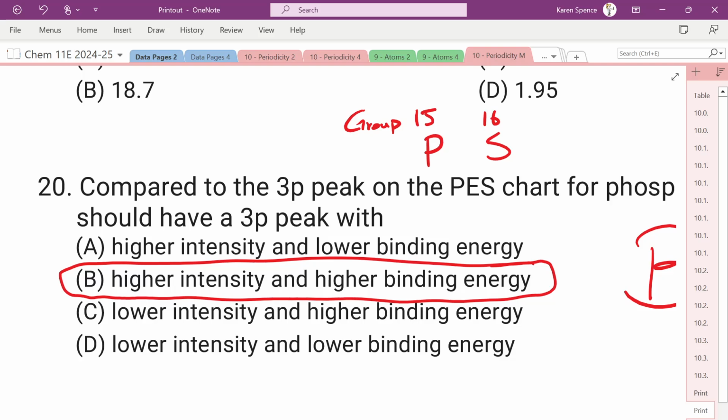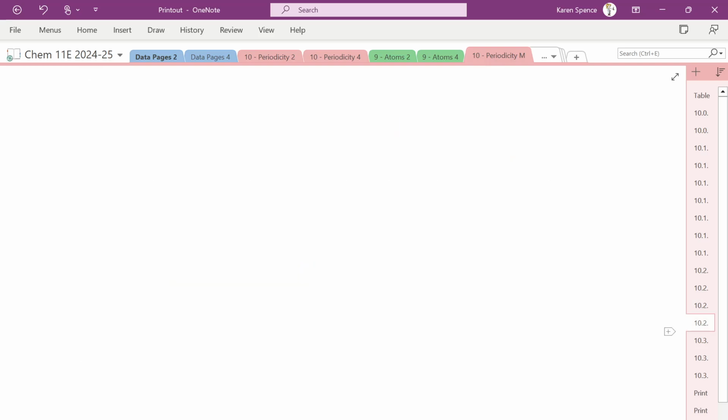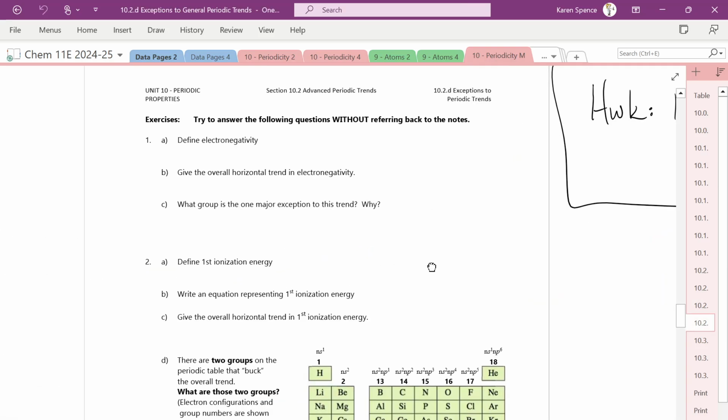Good? Okay, cool. Anyone have any questions from anything else? It can be from the workbook, it can be from problem sets, whatever. Yes? 10.2c. 2D. Yes.